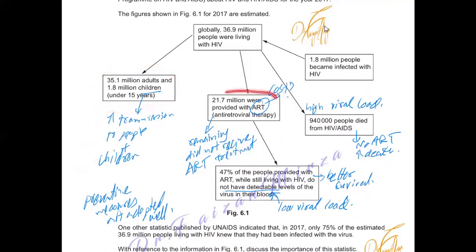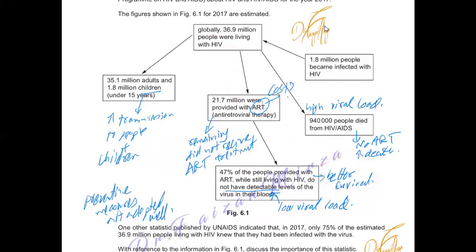Furthermore, 21.7 million people were provided ART. ART is antiretroviral therapy, so obviously it will have a considerable cost. The remaining did not receive ART treatment. 47% of people provided with ART while still living with HIV do not have detectable levels of virus, because that's the main aim of ART. Antiretroviral therapy, when given as a treatment to AIDS patients, reduces the number of viral particles in the body so much that it goes undetectable. And this low viral load aims at better survival.